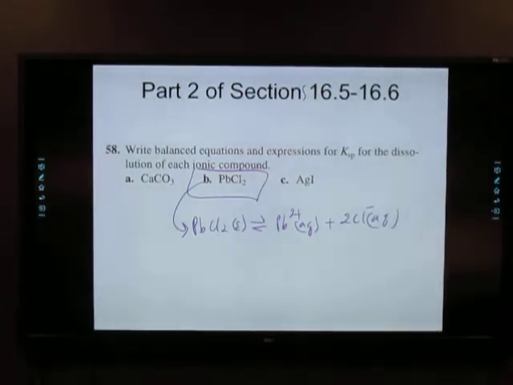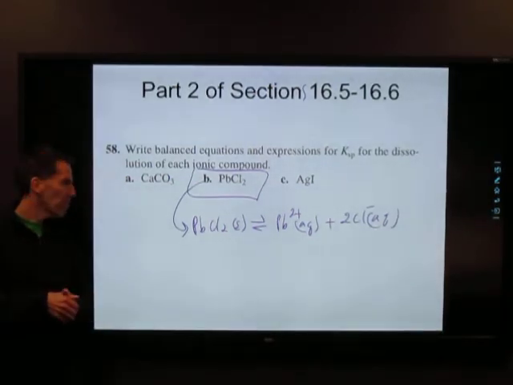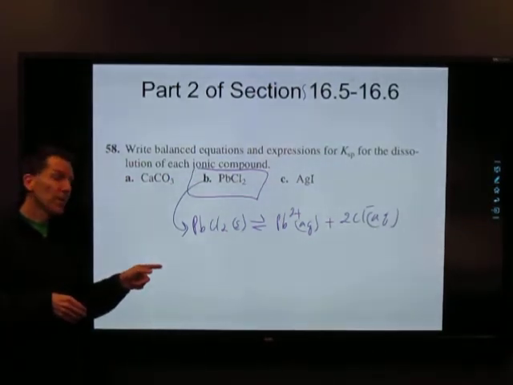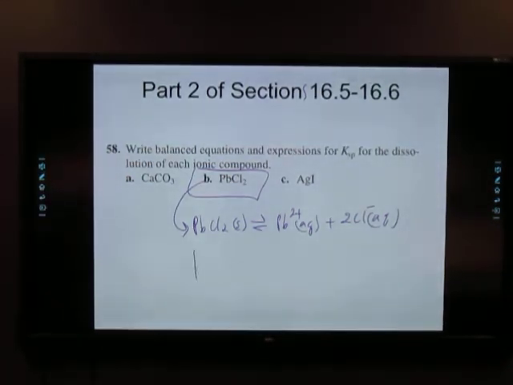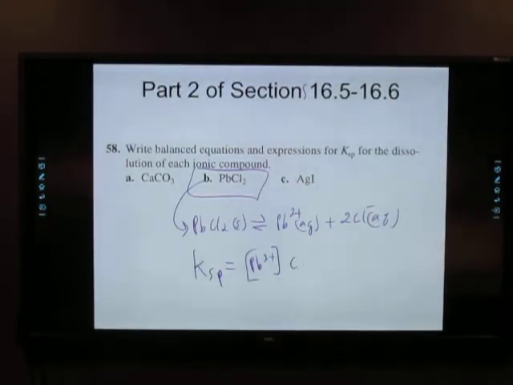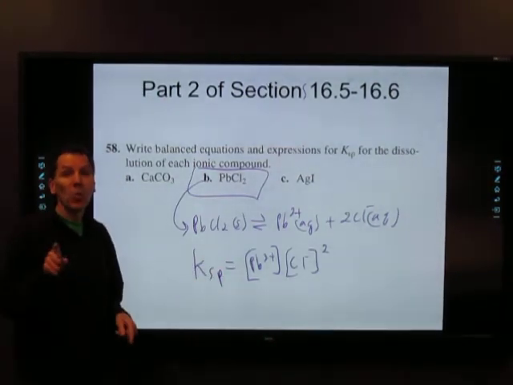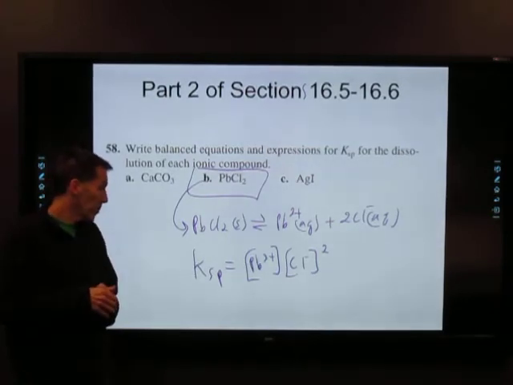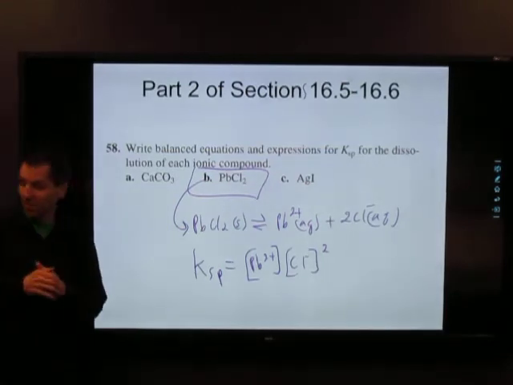And so that's the balanced equation for this. And typically when we do our ICE chart problems, that's what we're going to start with. And then we want to write the K expression for this. So we'll say Ksp is the concentration of the lead 2 plus times the chloride squared because of the 2 in the balanced equation. And recall from earlier, Ksp stands for solubility product.